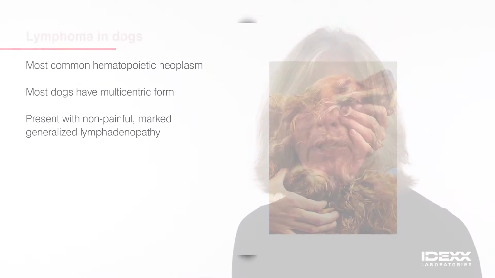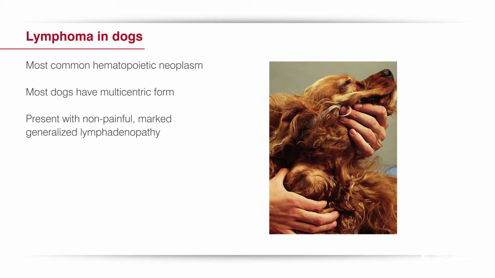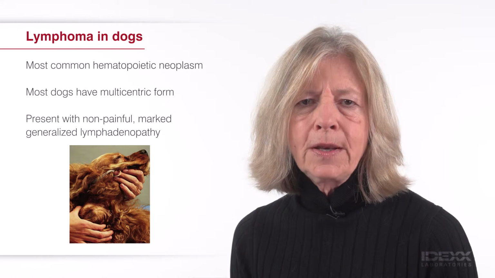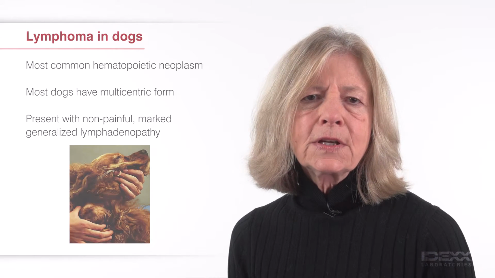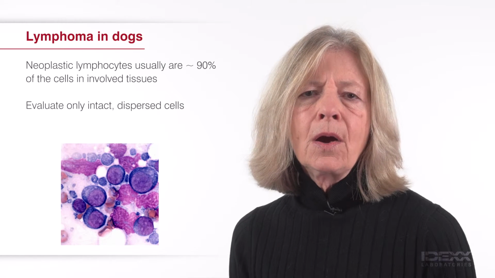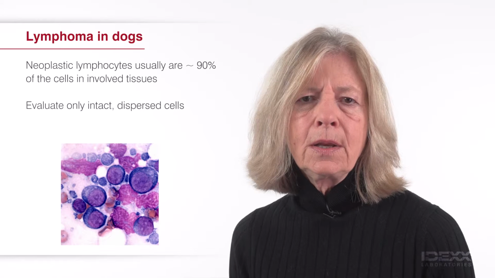Lymphoma is the most common hematopoietic neoplasm in dogs. Most dogs present with multicentric lymphoma, characterized by non-painful, generalized peripheral lymphadenopathy. Neoplastic lymphocytes usually are greater than 90% of the lymphoid cells. Neoplastic lymphocytes rupture easily during slide preparation. Only the portions of the smear where intact cells are adequately dispersed should be evaluated.